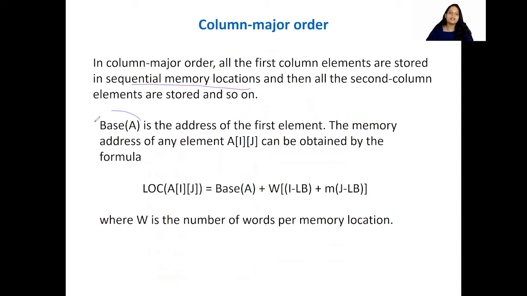Now, how do we calculate the address of a given element, that is A of i, j, here? Here also we are going to use base address plus number of words. We already know how to find out the number of words per memory location. Then here I am going to directly subtract LB from i, and here I am multiplying the column value with j minus lower bound. In the row major order, what did we do? We did n into i minus LB, isn't it? But here we are leaving this as it is, and multiplying with j minus LB.